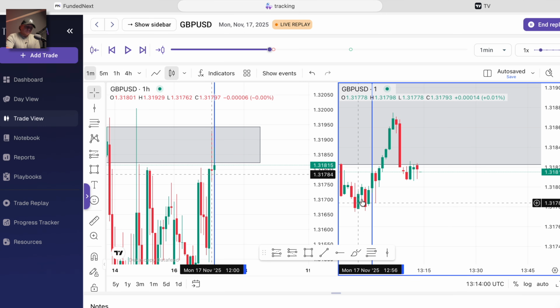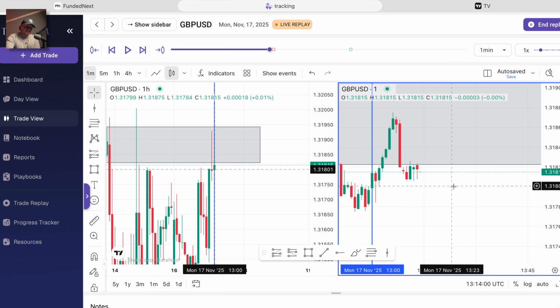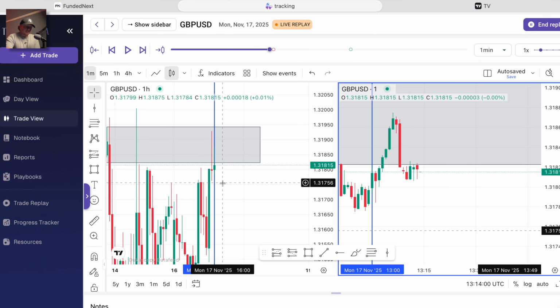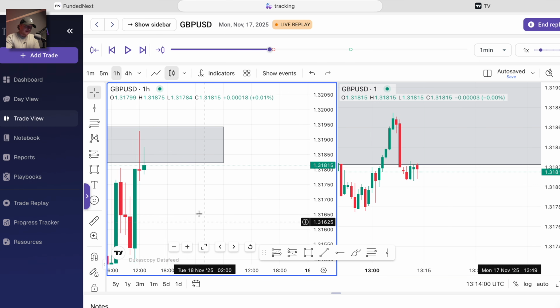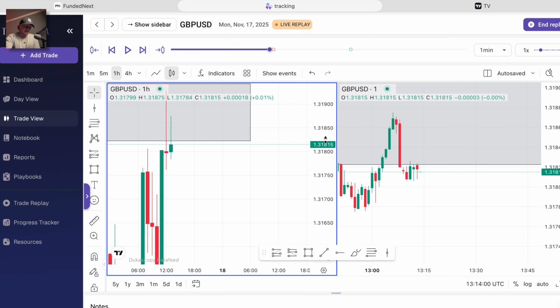What I want to see is I want to see price try to push up, giving buyers an opportunity to push the candle as high as they can before potentially failing and then price reversing back into our direction. So we're looking to take a sell based off the previous hourly candle. So if the previous hourly candle is bearish, we're looking for sells. If it's bullish, we're looking for buys.